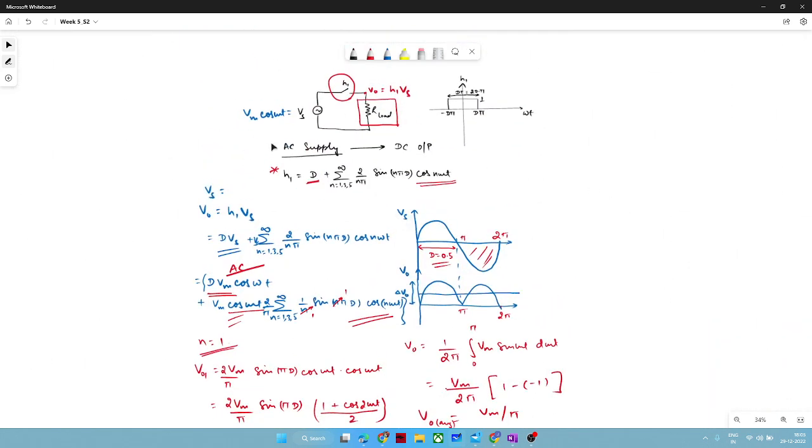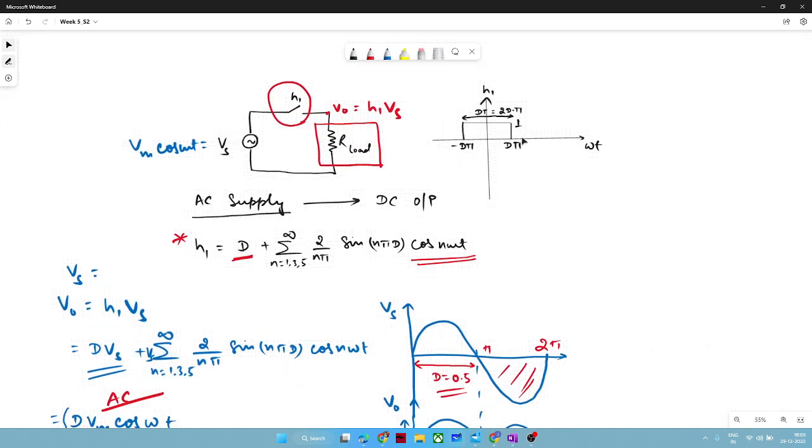How did I move ahead? I just took V naught is equal to H1 into Vs, and we know the expression, or what kind of waveform will constitute this kind of expression. So we already knew that H1 is d plus summation of 2 by n pi sine n pi d cos n omega t. And here, if it is a diode, an uncontrolled switch, then we can take d as half.